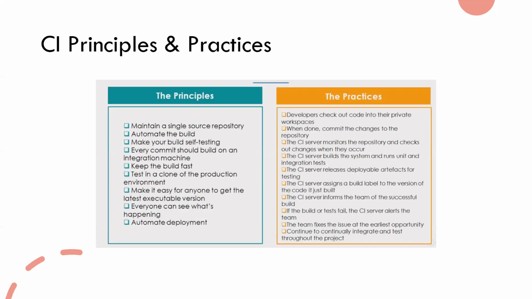Now, apart from that, there are other practices which say that when done, you commit all the changes to the repository. The CI server, that is your Jenkins, basically, should be able to monitor the repository and check out whatever changes are happening. It should be able to build the system, release it, deploy it, test it, and do all the things. If a test fails, it should be able to send notifications. So this is how you achieve all this.